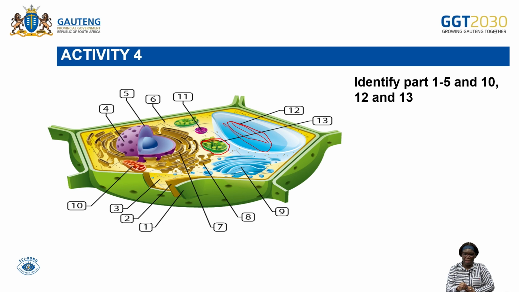Vacuole. Is the vacuole 12? Yes, 12 is vacuole. And then what is 13? Look at 13. It's green in color. 13, this one. Chloroplast, the green pigment, the green organelle. Good, it is the chloroplast, okay?